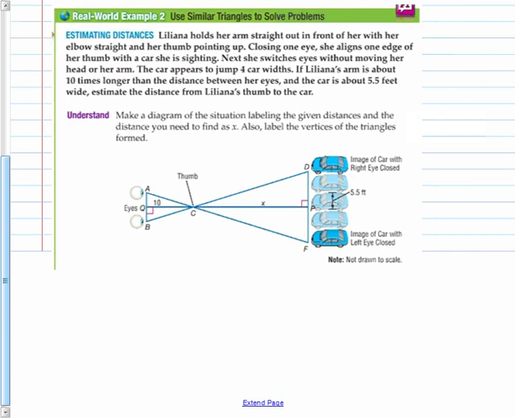It's called parallax. Liliana holds her arm straight out in front of her with her elbow straight and her thumb pointed up. So here she is, just like this. Closing one eye, she aligns one edge of her thumb with a car she is sighting. So here's her detached eyeballs. She's standing right over here. Here is her thumb right over here. She is looking over here at a car. Closing one eye, she aligns her thumb with the car she is sighting.